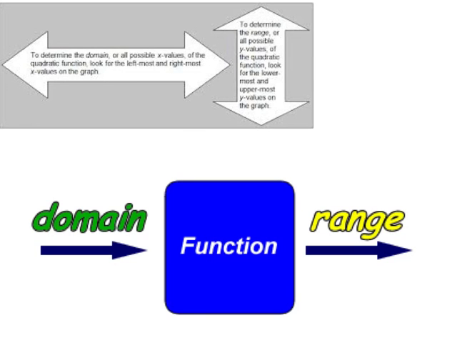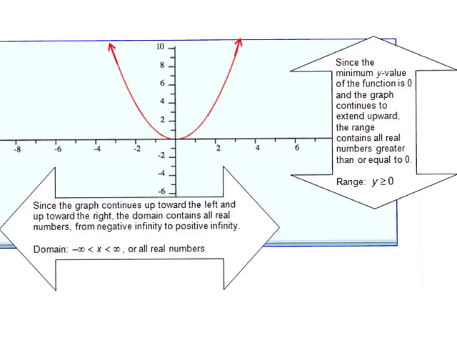Now I've already hinted at domain and range and told you a little bit about it, but basically, here's your function machine. Domain is the x that you're going to put in, and range is the y or answer that you're going to get out if you put x in. To determine the domain of all possible x values of the quadratic function, look for the leftmost and rightmost x values on the graph, and determine the range of all possible y values. You're going to look for the lowermost and uppermost y values on the graph. Okay, let's look at that.